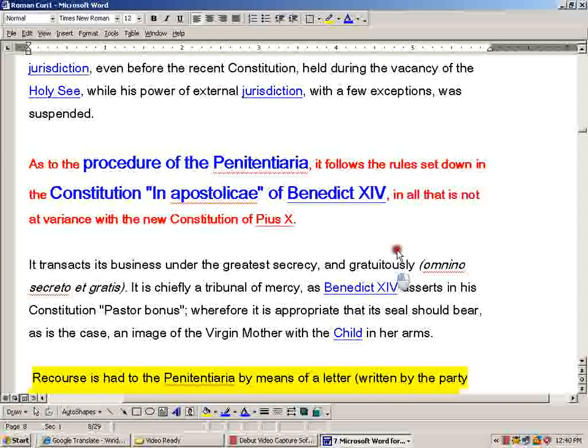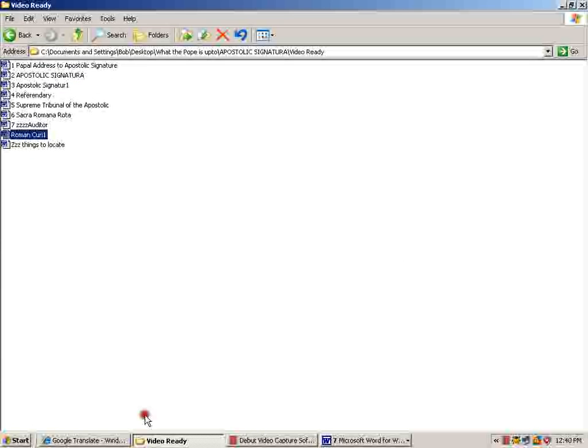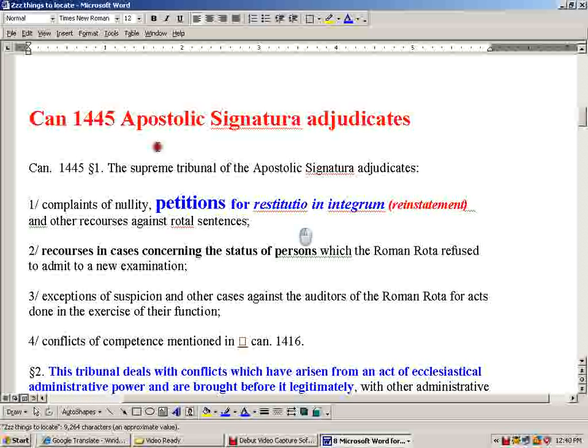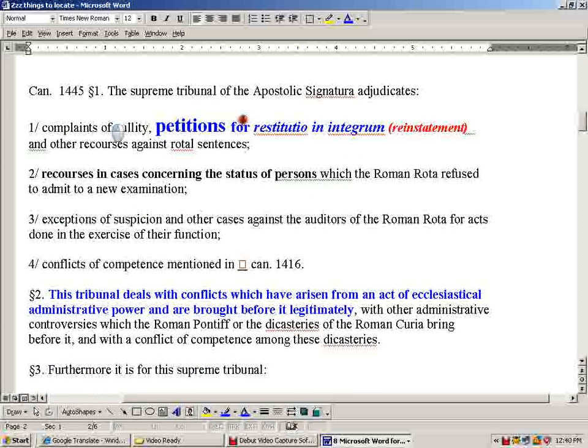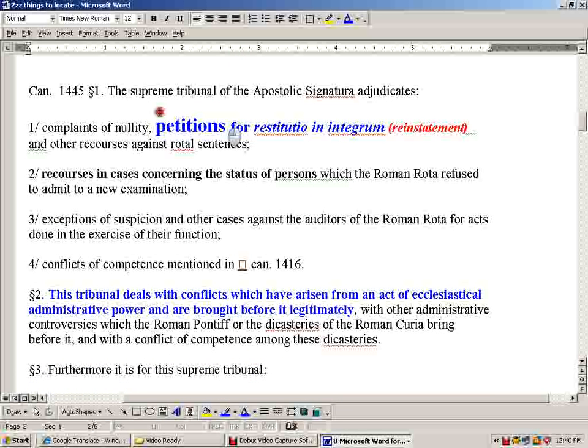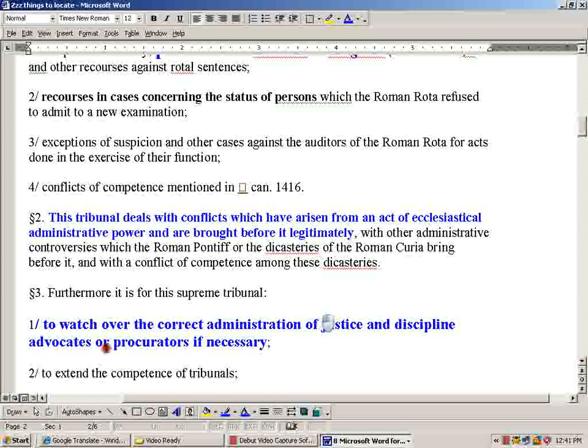Okay, I'm almost out of time because I can only do these so long, but here's Canon 1445, what it adjudicates. This is the Apostolic Signatura. Back to this, because this is the one we're going to deal with. Complaints of nullity, petitions for reinstatement. The tribunal deals with conflicts which have arisen out of acts of ecclesiastic administrative power and are brought before it legitimately. To watch over and correct administration of justice and discipline advocates or procurators if necessary.